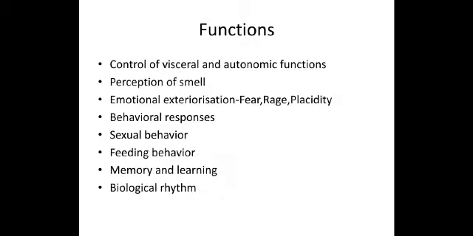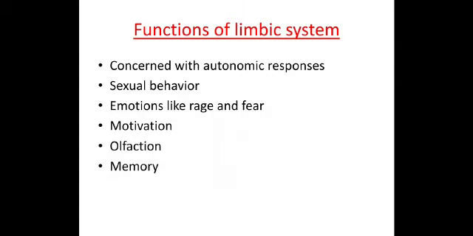So we have the different functions of the limbic cortex, mainly the control of visceral and autonomic functions, perception of smell, emotional exteriorization, fear, rage and placidity, behavioral responses and sexual behavior with feeding behavior, memory and learning with circadian rhythm, mainly the biological rhythm. So to simplify, the limbic system is concerned with autonomic responses, sexual behavior, emotions like rage and fear, motivation, olfaction and memory. In memory, without the hippocampus, there is no consolidation of memory.